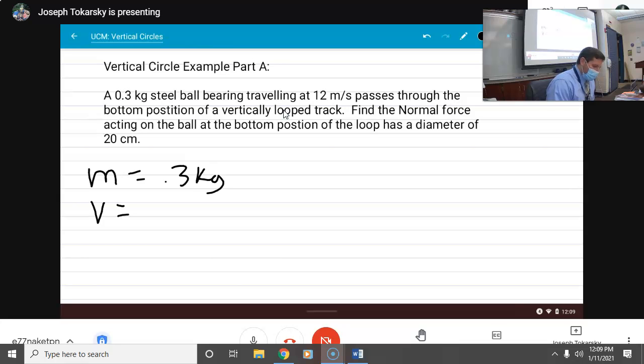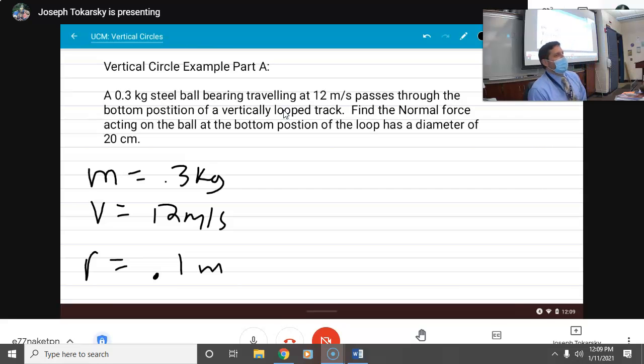The v, the speed it's passing at that moment, is 12 meters per second. And we're given diameter, obviously we usually need radius, so if we cut that in half and convert to meters, that's 0.1 meters. So we just use the formula from above, just instead of tension, we plug in normal force because that's what's making it go in a circle. At the bottom position, it's the normal force minus the weight, because they're in two opposite directions, right? Equals m a c.